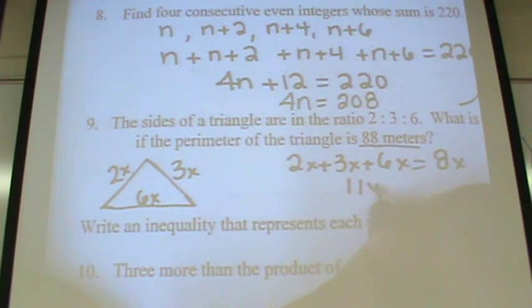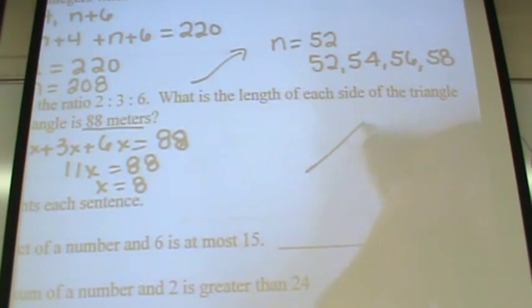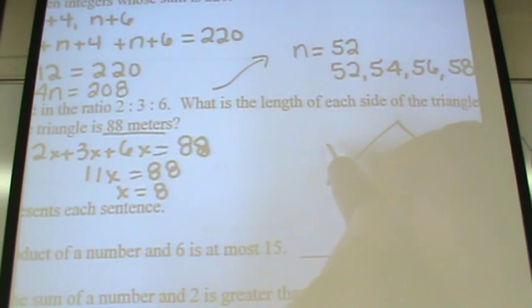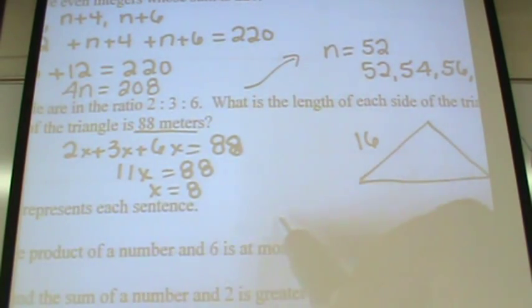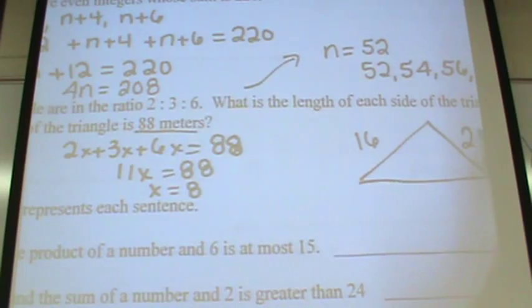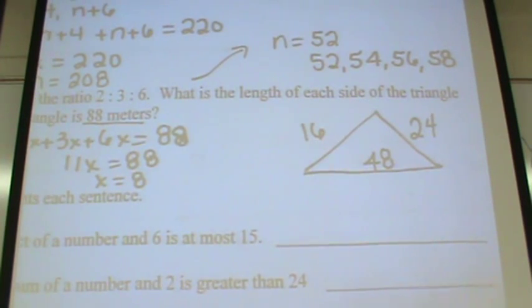So you get 11x equals 88. Divide by 11, and x is 8. So if x is 8, 2 times 8 is 16. What are the sides of this triangle? So what is 2 times 8? 16. I'm sorry, 8 times 2 is 16. 8 times 3 is 24. And 6 times 8 is 48. These are the dimensions of the sides of this triangle.